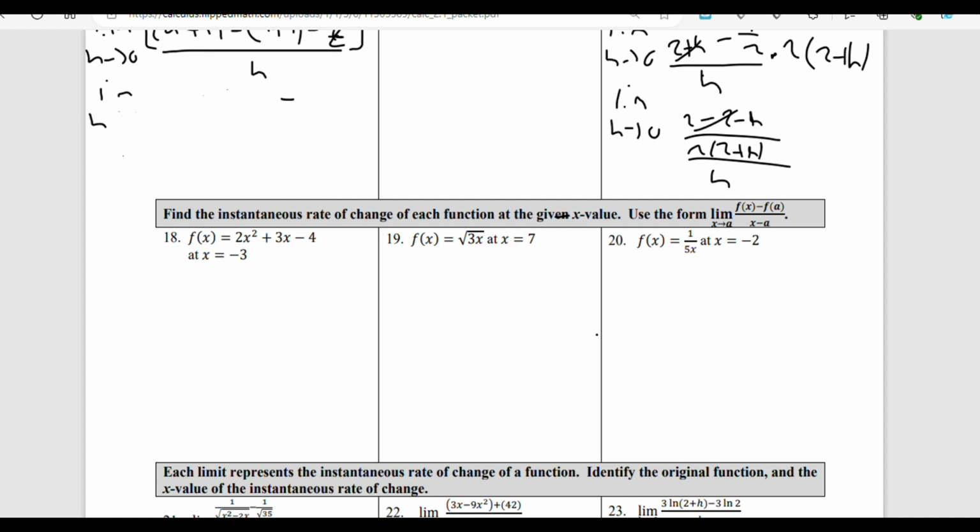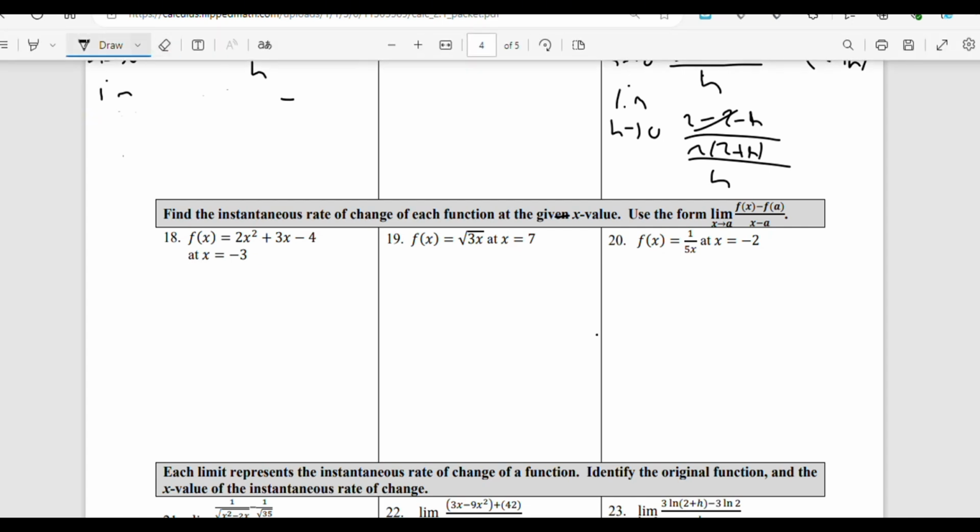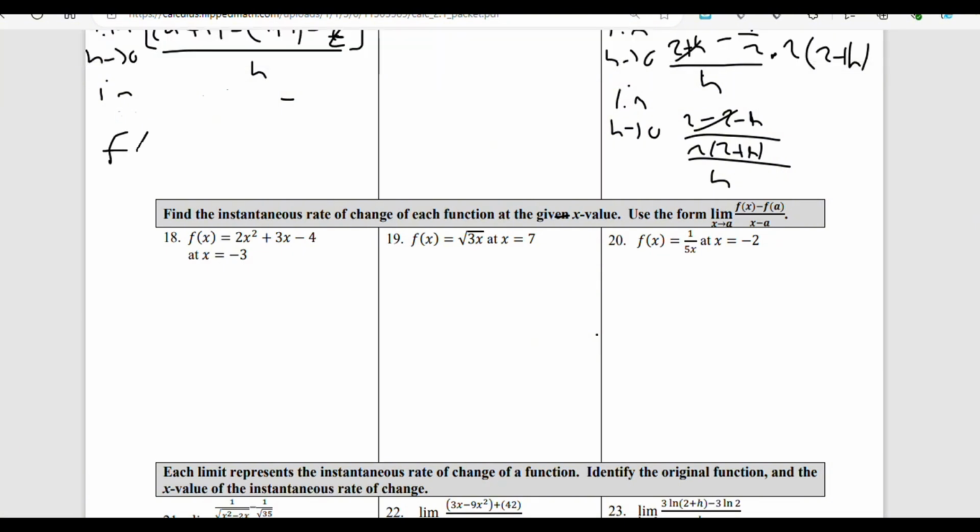Alright, perfect. So our first question is at x equals negative 3. What's f of negative 3? Negative 3 squared is 9 times 2 is 18 plus 3 times negative 3 is negative 9. 18 minus 9 is 9. Minus 4 gives you 5.